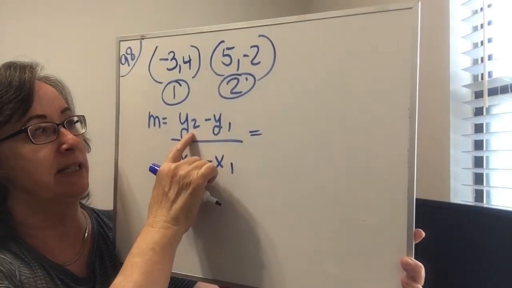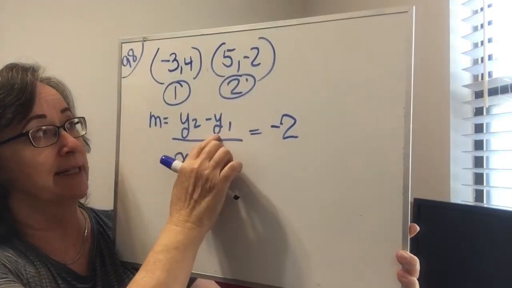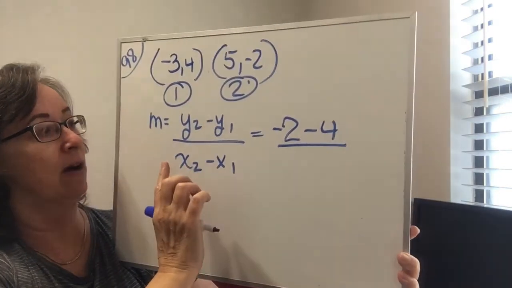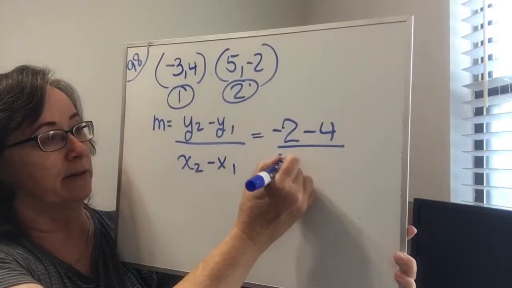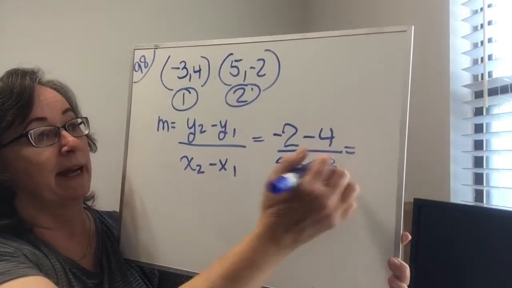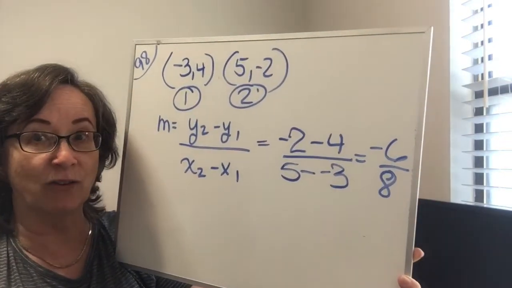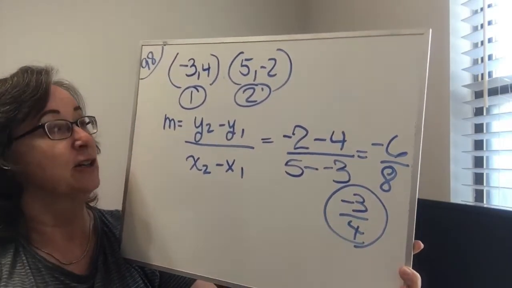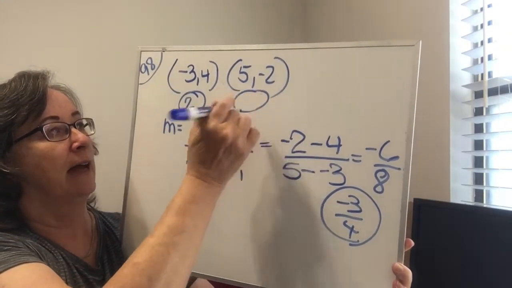So let's start with y2. Well, here's point 2, so y2 is negative 2 minus y1, which is 4, over x2, which will be the x value of point 2, so that's going to be 5, minus x1, which is negative 3. So when I calculate, I'm going to get negative 6 over 8, and negative 6 over 8 will simplify to negative 3/4.